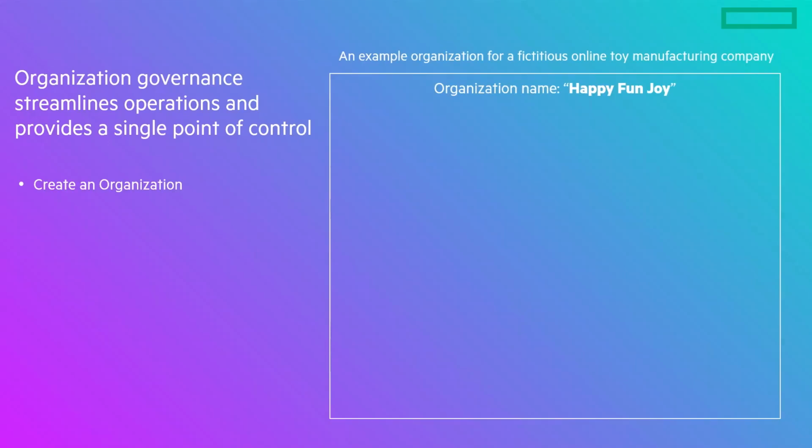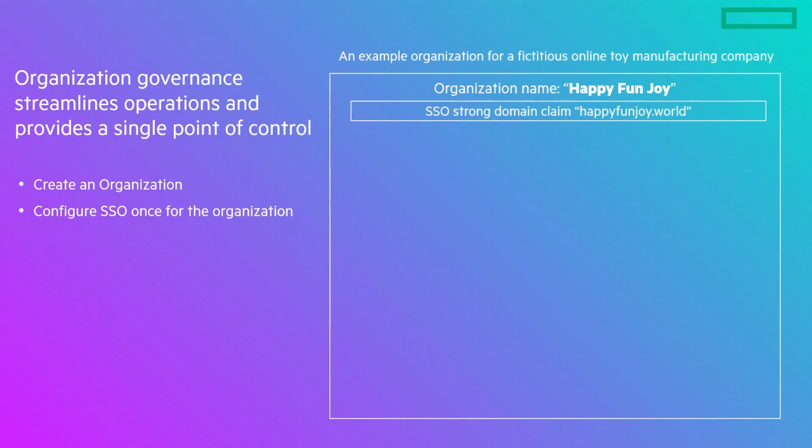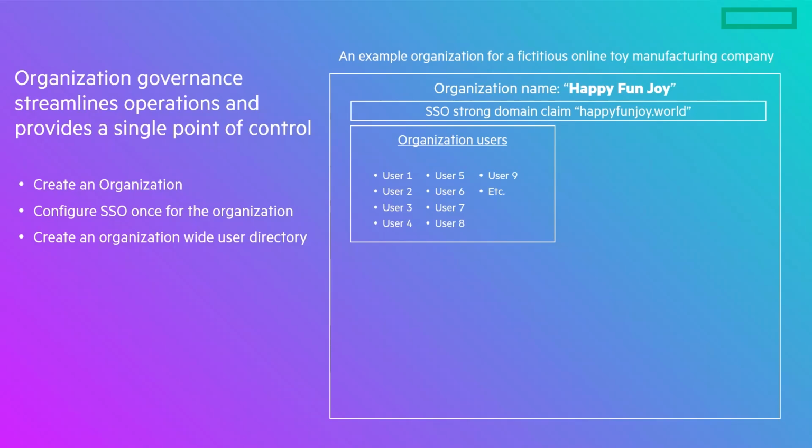In this tutorial, we will create an organization for a fictitious online toy manufacturing company called Happy Fun Joy. This will include using the strong domain claim feature as the first step in setting up their SSO profile. We will learn how to manage users in an organization user directory.